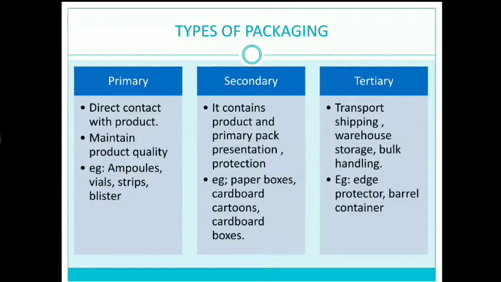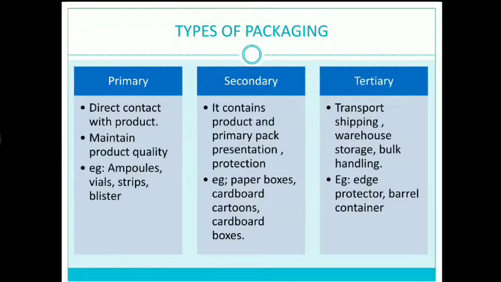There are mainly three types of packaging. The first one is primary. What is primary packaging? It is in direct contact with the product and it maintains the product quality. In primary packaging we can use ampoules, vials, strips and blisters. The second type is secondary packaging. It contains the product and the primary pack, providing presentation or protection. So it protects the primary packaging, and that is called secondary packaging. In that we can use paper boxes, cardboard boxes or cardboard cartons.